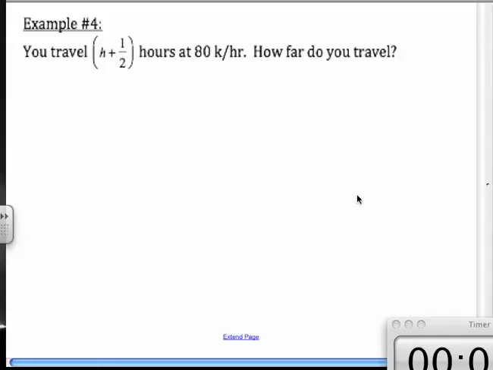Help me out here. Max, what do you think? You don't know what h is, but you know that you can put in a half an hour. I know it's going to be whatever h is. I'm going to add a half to it. So if I went 4.5 hours, then it would be 4.5 plus a half, which would be 5 hours. Is anyone else stumped? I'm not stumped now. It took me a second to look at it.